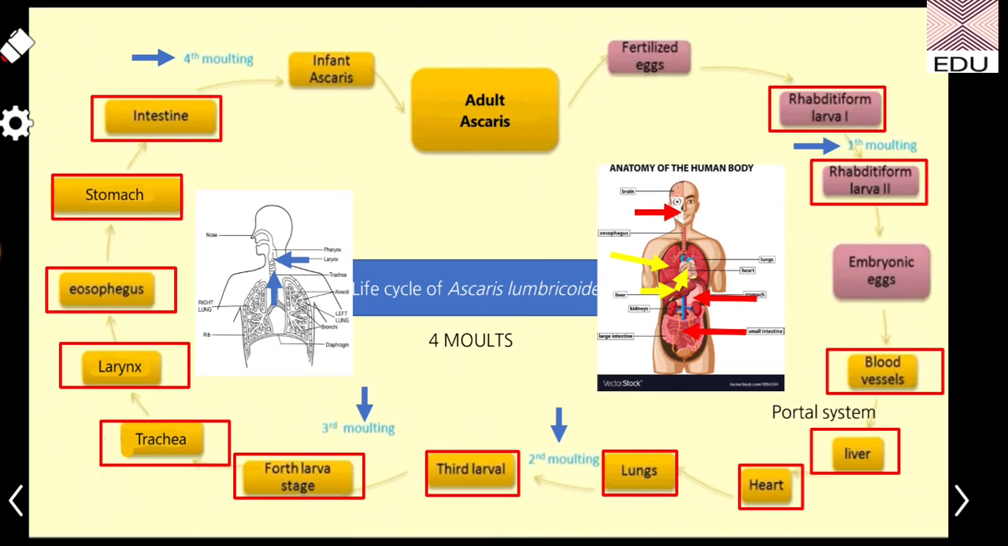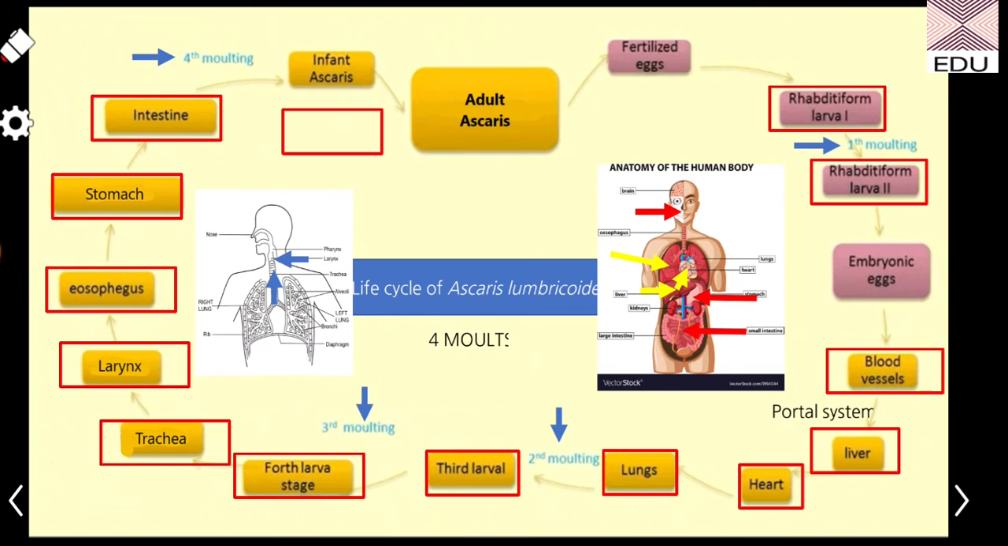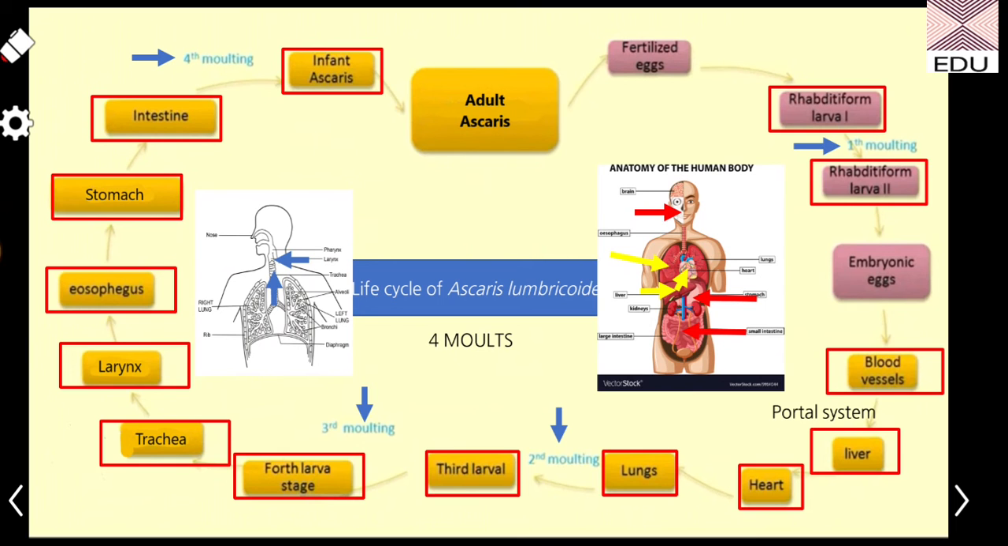Now here it is undergoing the fourth molting, or the last molting of its life cycle, and it is transforming into an infant Ascaris. Now this infant Ascaris is present at the intestine level of this particular human. Now this infant Ascaris, after further differentiation, is going to make the adult Ascaris in this particular human, and now this human is infected with Ascaris and is having Ascariasis.